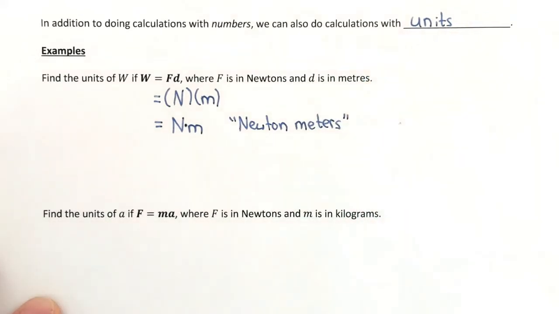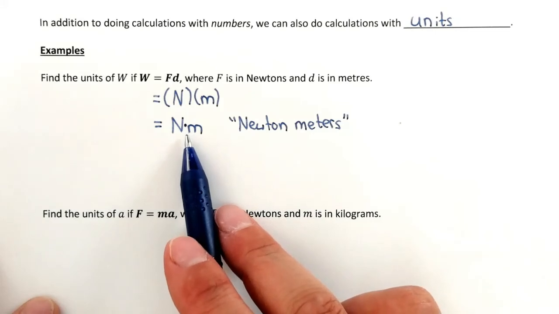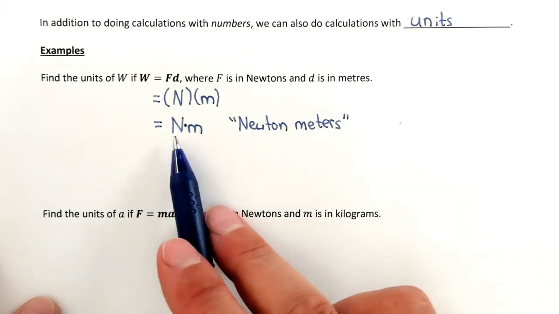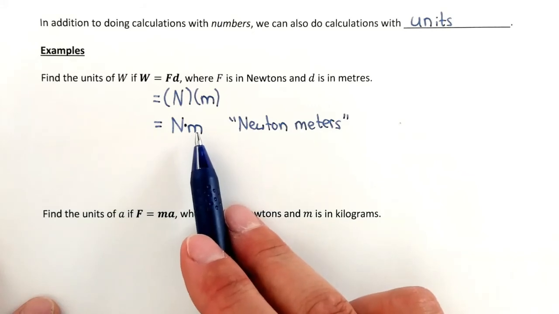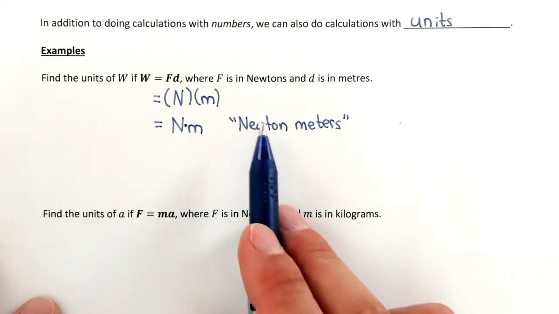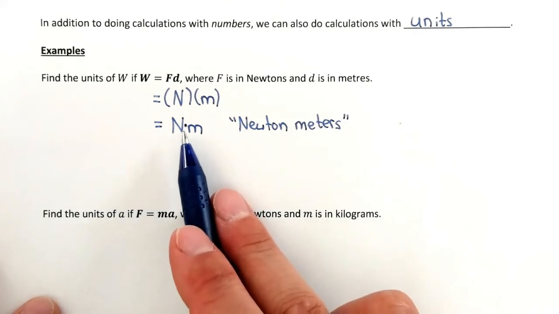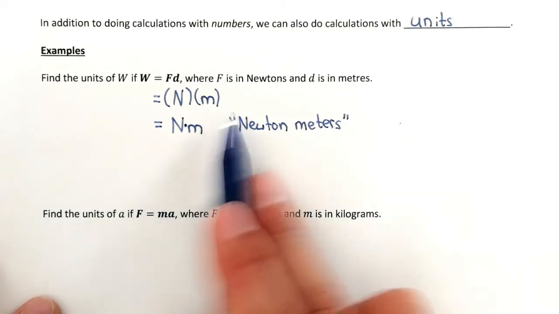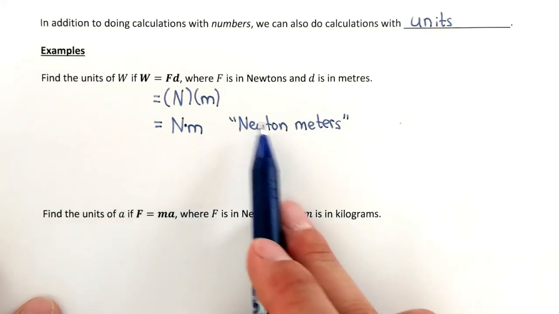A lot of times students are tempted to call this newtons per meter. They're just in the habit of saying per whenever they have two units that are combined, because that happens a lot, kilometers per hour being a great example. But remember, per means divided by. Newtons per meter would mean newtons divided by meters. That's not what we have here. Newtons times meters just gives me Newton meters.